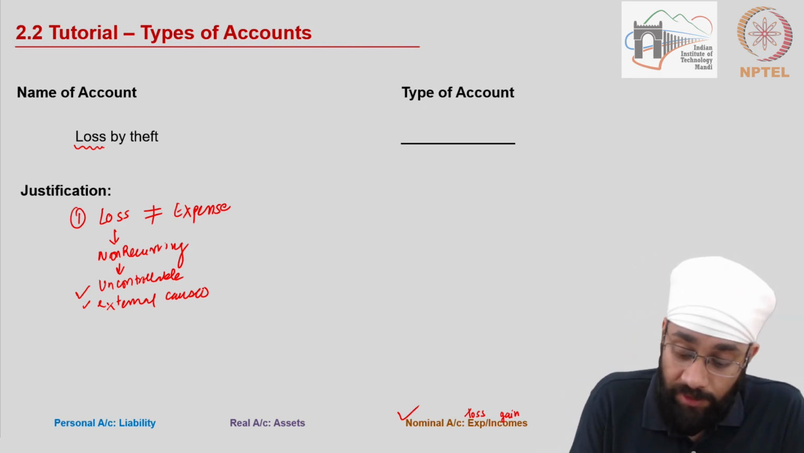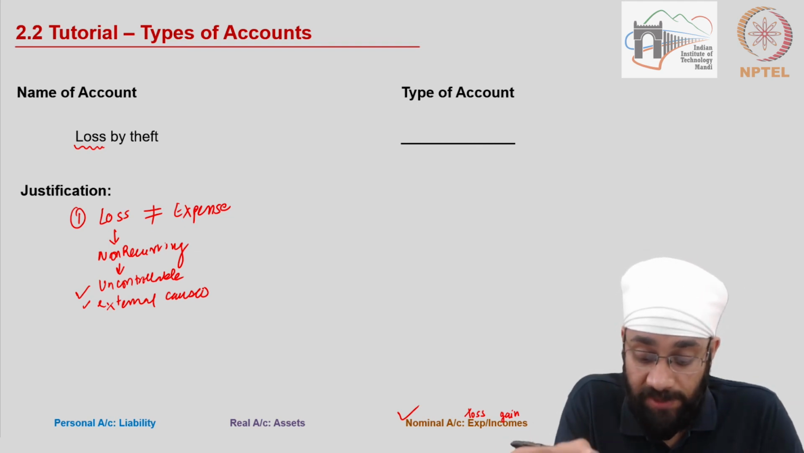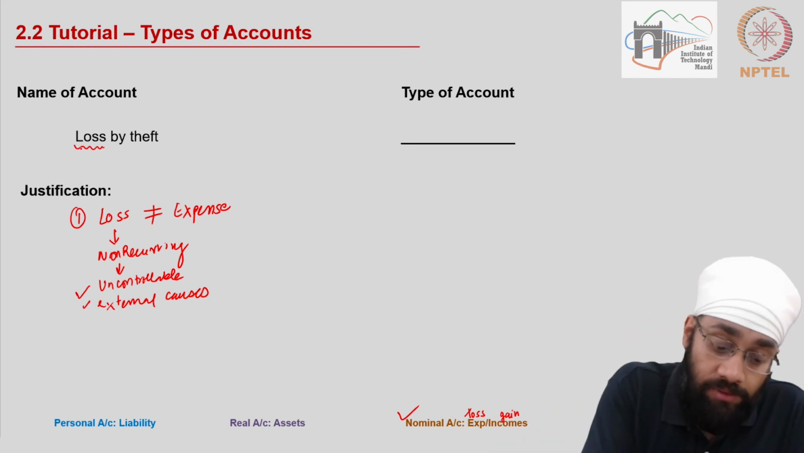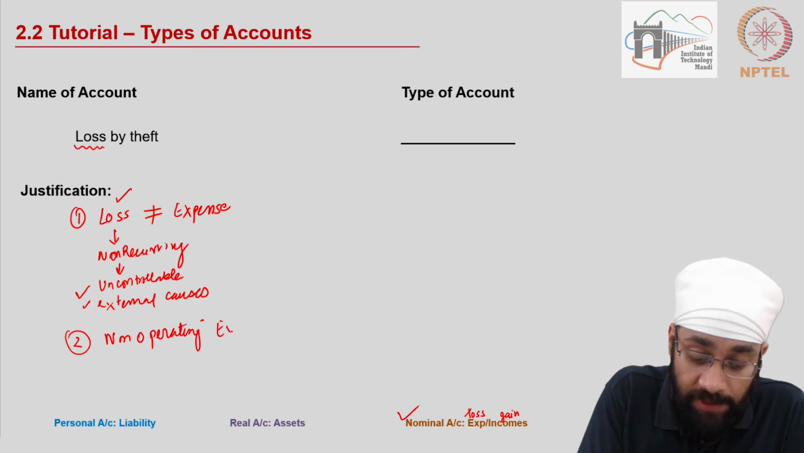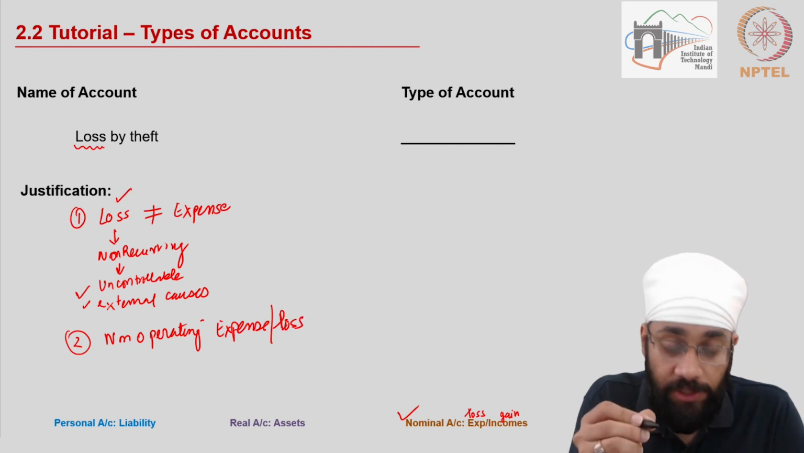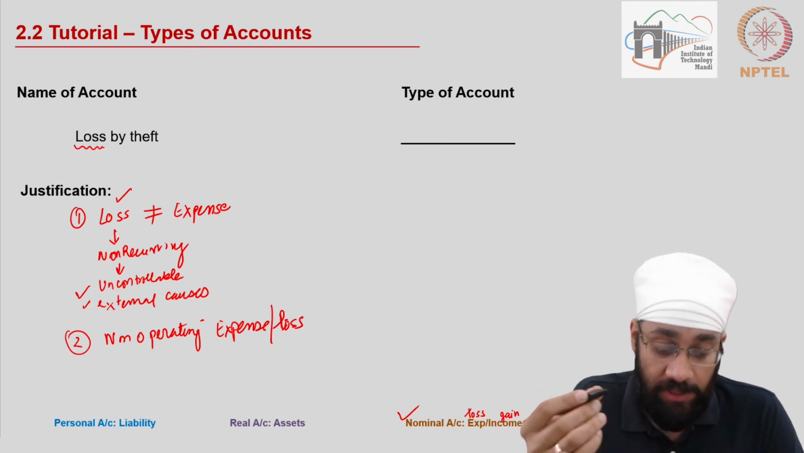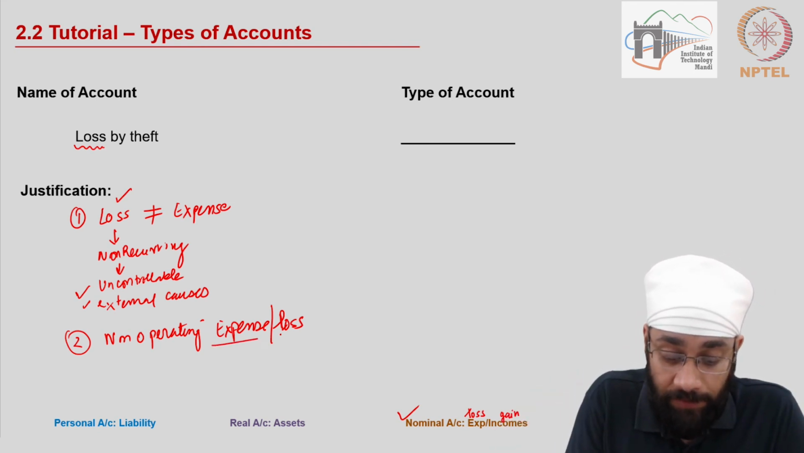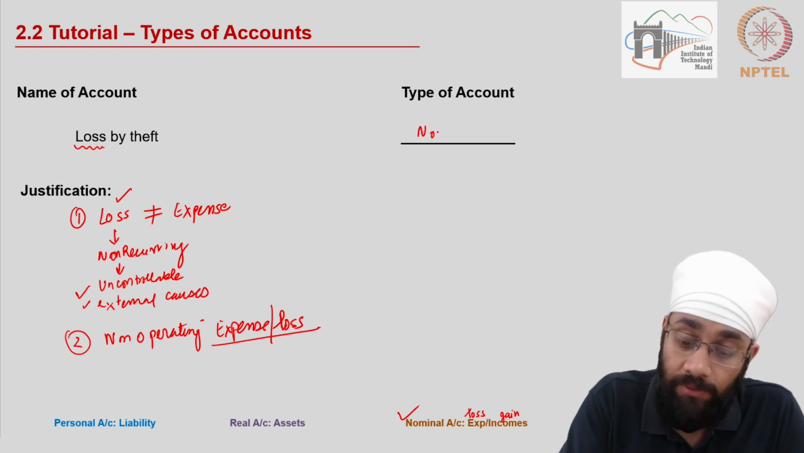So the nominal account rule says all expenses and losses are nominal accounts. So loss by theft, number one, it is a loss. Second, it is a non-operating expense, although it's not an expense, we'll say slash loss. It's a non-operating item in nature. It's not primary to the business. It's something which just happens sometimes in the business. Anyway, it comes under the expense slash loss category, which is a nominal account.